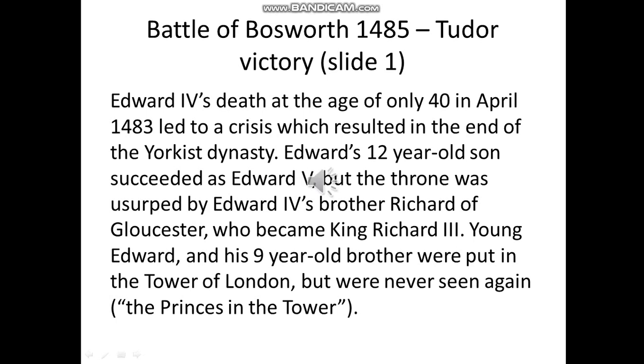The last major battle of the Wars of the Roses was the Battle of Bosworth. Edward's early death at the age of only 40 led to a crisis. His boys were not grown up. Edward's 12-year-old son, also Edward, was now meant to be king as Edward V, but instead the throne was usurped, was taken over by their uncle, Edward IV's younger brother Richard of Gloucester, who became King Richard III, and Edward and his young brother, who's also another Richard, were put in the Tower of London and never seen again. They were the princes in the tower.